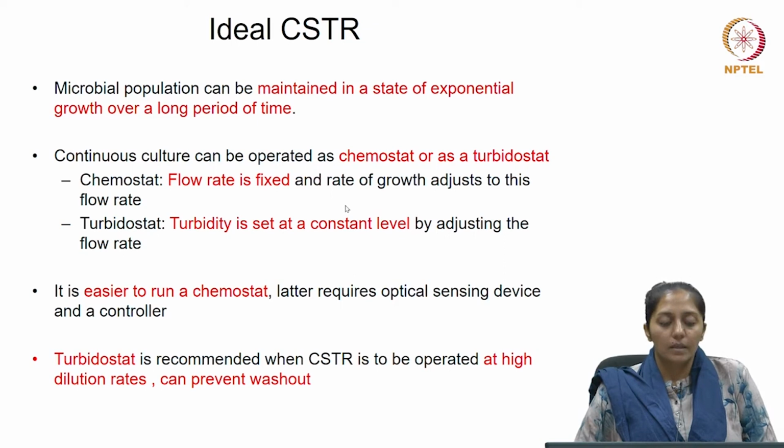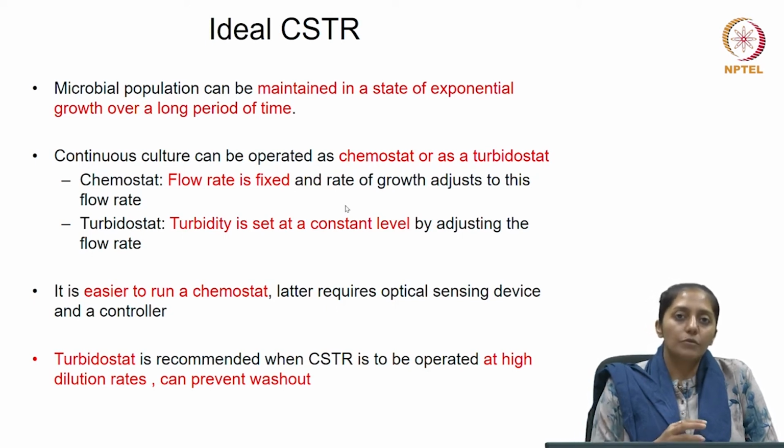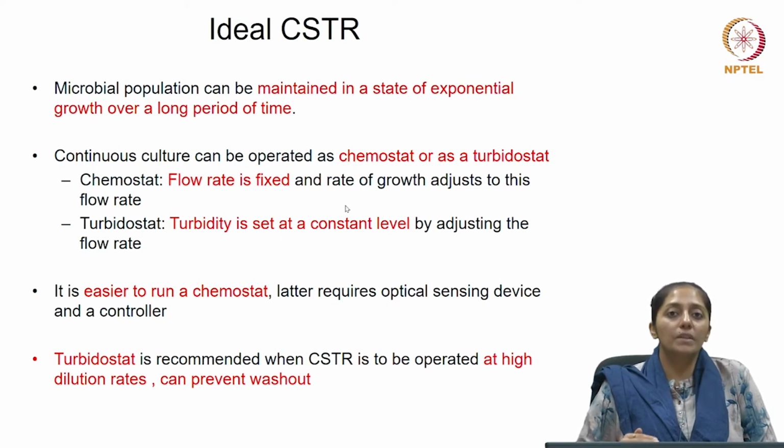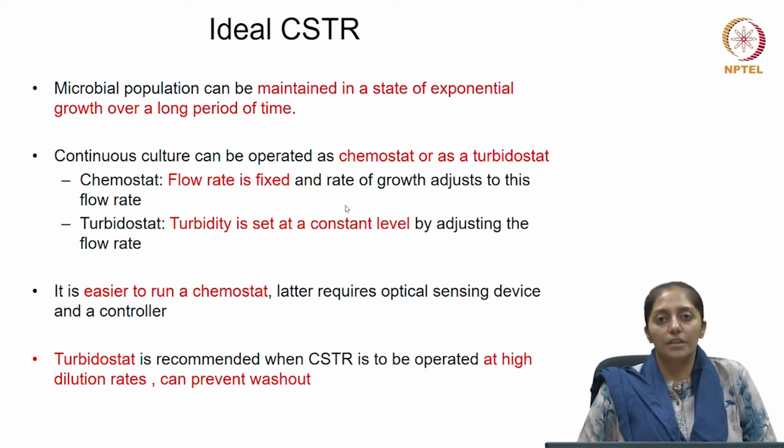Turbidostat. Now in a turbidostat, the turbidity inside the medium is set at a constant value. How? This is done by adjusting the flow rate. So the flow rate is no more constant. We have to keep changing and adjusting the flow rate so as to keep the turbidity at a constant level inside the reactor.